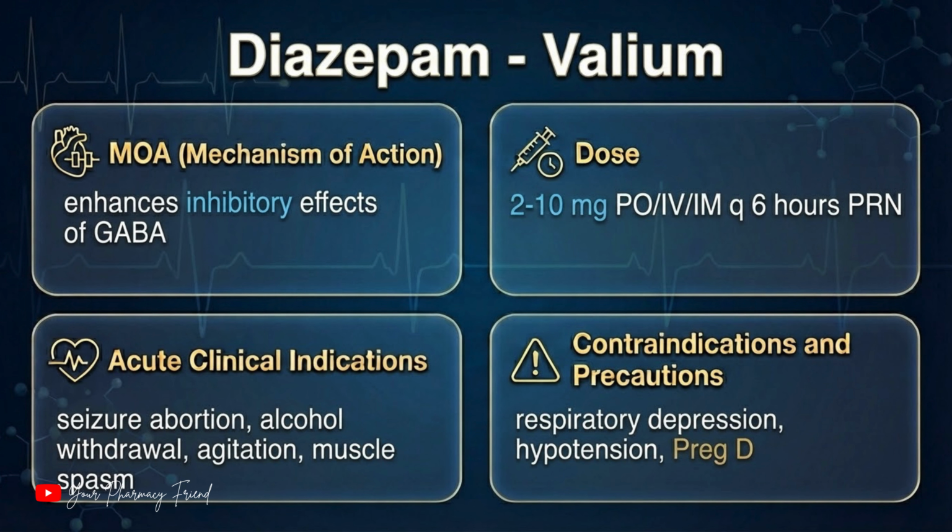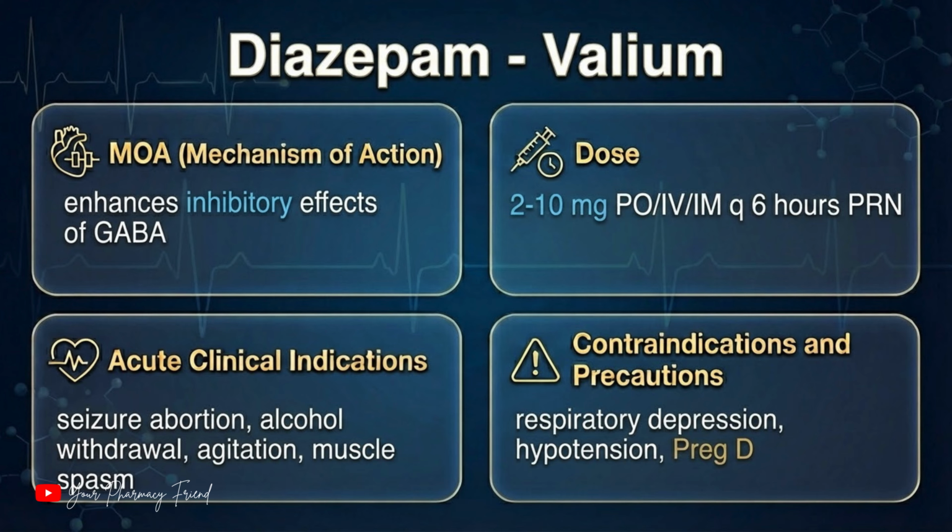Diazepam, which is commonly known by the brand name Valium. Diazepam is a medication that belongs to the benzodiazepine class, and it is widely used for its sedative, anxiolytic, anticonvulsant, and muscle relaxant properties. Let's begin with the mechanism of action.